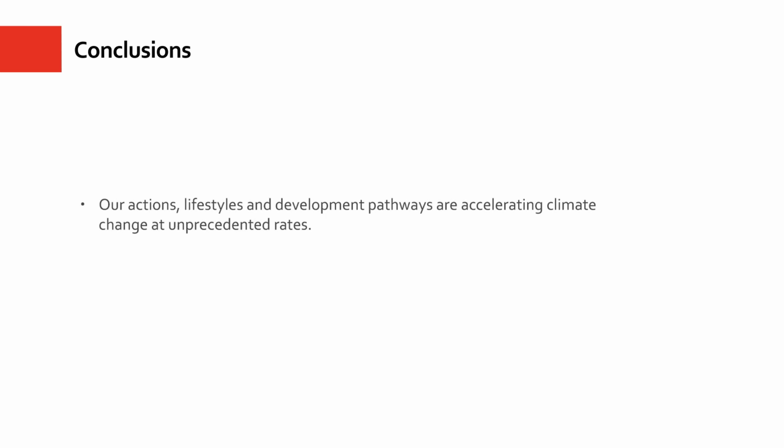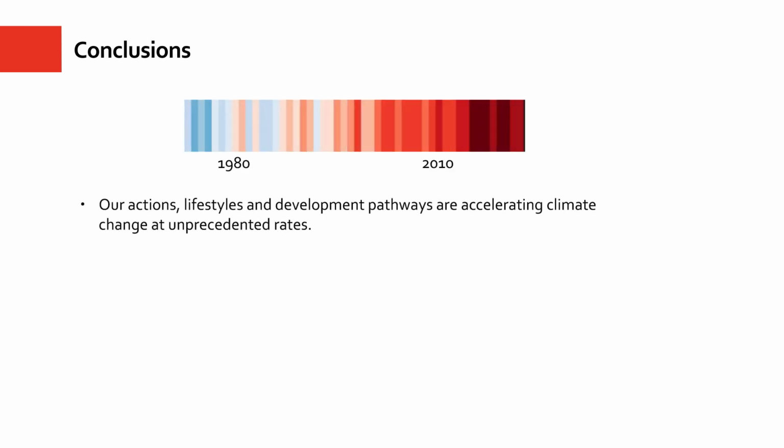Our actions, lifestyles, and development pathways are accelerating climate change at unprecedented rates and cause widespread impacts. The past years have been the hottest on record, and human influence is unequivocal. As humanity, we do not only have a choice, but also a responsibility to ensure that our projects are risk-informed, climate-smart, and contribute to social justice in order not to further fuel the climate crisis, but instead play a meaningful role in effective and equitable climate risk management.